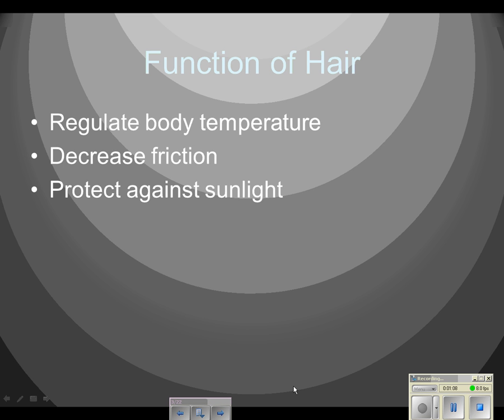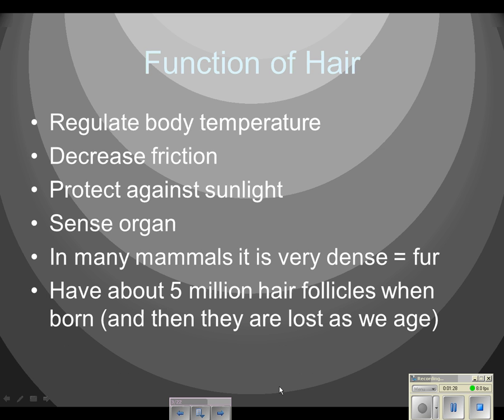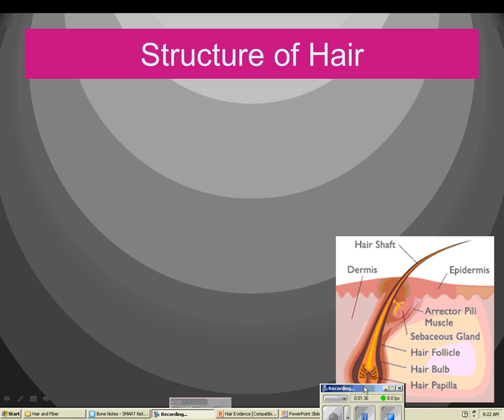So hair's function really is to regulate body temperature, to decrease friction, and to protect against sunlight. So that's why there's hair all over the body. And you think of mammals, all mammals have hair. It is a sense organ, so it's used to detect feeling, to sense the nerves. And in many mammals, it's very dense, and then we call it fur instead of hair. We have about 5 million hair follicles when we're born, and then as we get older, we lose some of them. Let's take a look at the structure of hair.